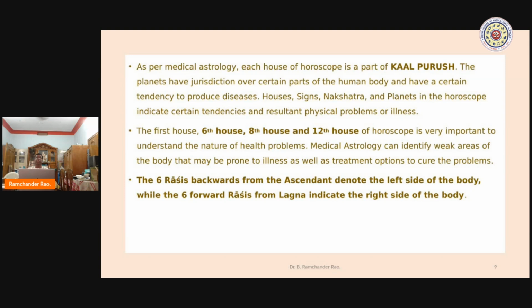Which part is getting afflicted? Why is this? We are talking particularly about Libra. Libra is called Tula, and in it is Venus. Why is Venus giving a disease? Why is it giving kidney disease? Well, that tendency has been given. That part is ruled by Libra. So houses, signs, nakshatras and planets in the horoscope indicate certain tendencies and resultant physical problems or illness.